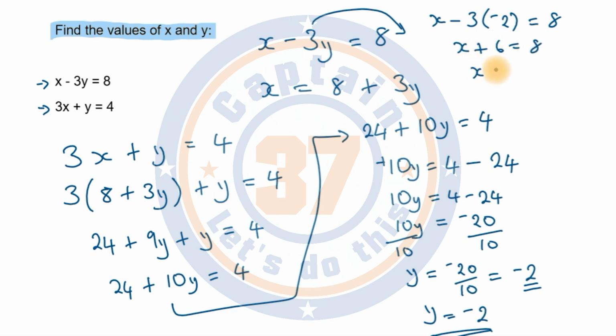x is equal to 8. This 6 goes across the equal to sign. It's positive, so it's going to become negative. So x is equal to 8 minus 6, 2. So x is equal to positive 2, and y is equal to negative 2.